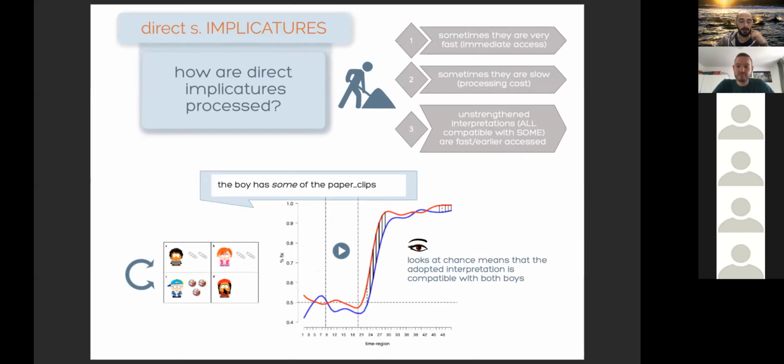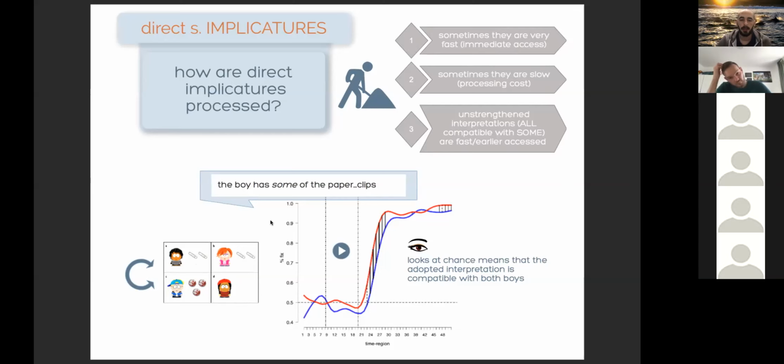We had this context where you have these four little characters: two boys and two girls. The two boys have different kinds of objects. This boy here had three paperweights, this boy here has two paper clips, this girl here has two paper clips, and this girl here had nothing. They heard a sentence, and they had to find which was the right boy, the target that the cook was looking for.